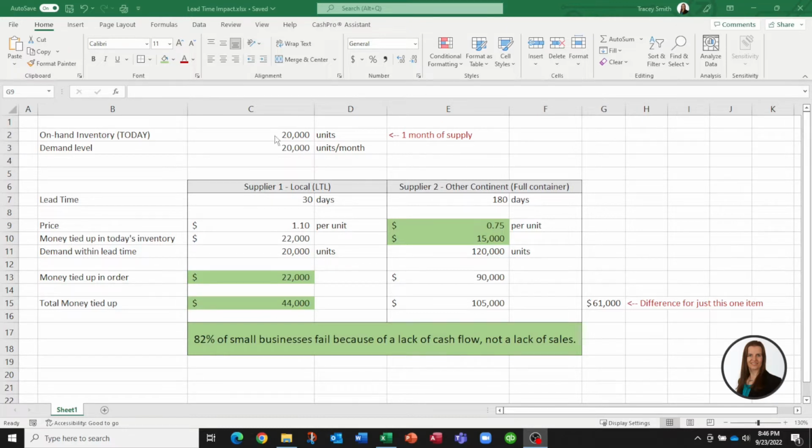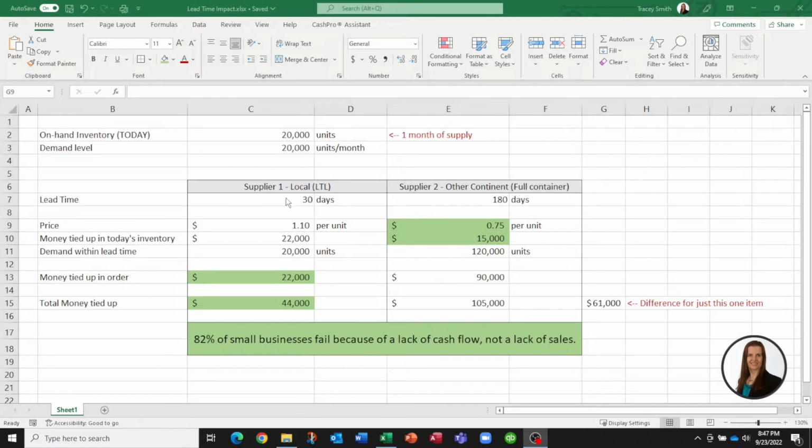Suppose we have 20,000 units of something on hand. So let's just say we're talking about bottles. So we have 20,000 bottles on hand today. Now, suppose our demand level is 20,000 bottles per month. What we have on hand right now is 1 month worth of supply. Now we're considering two different suppliers.